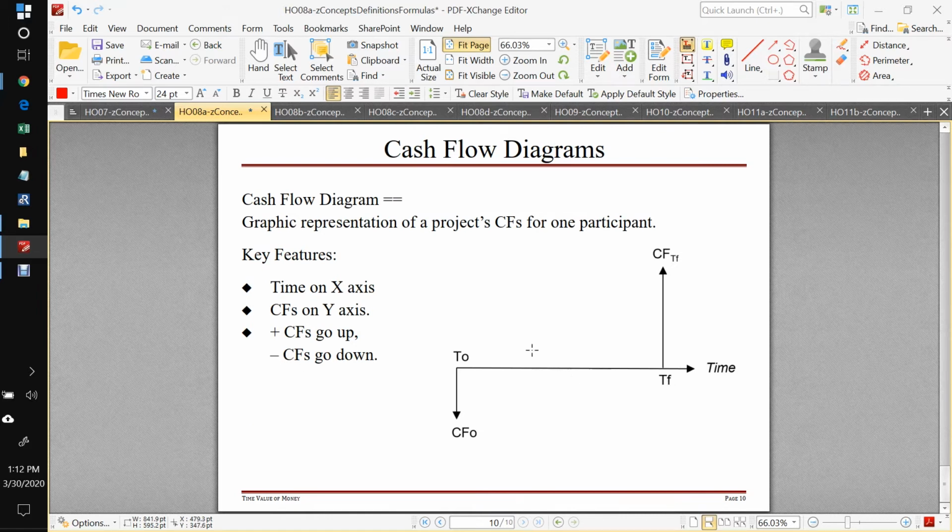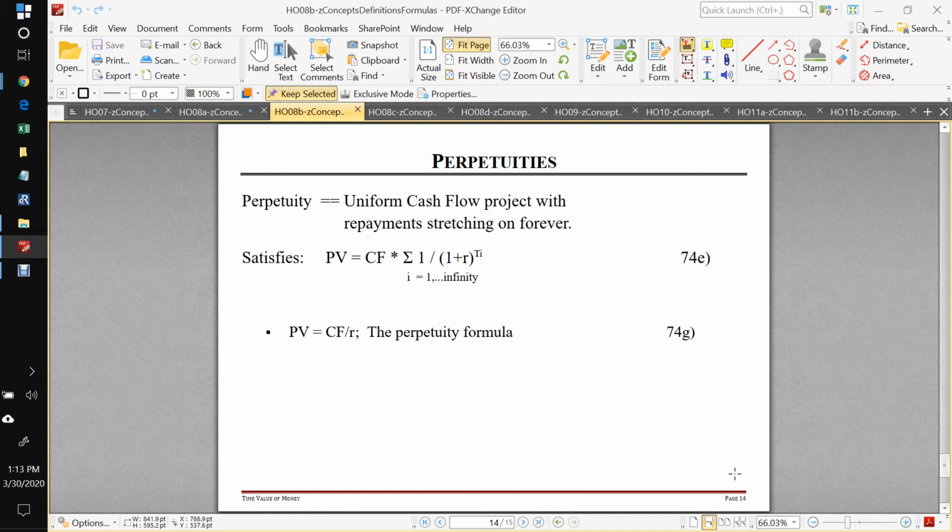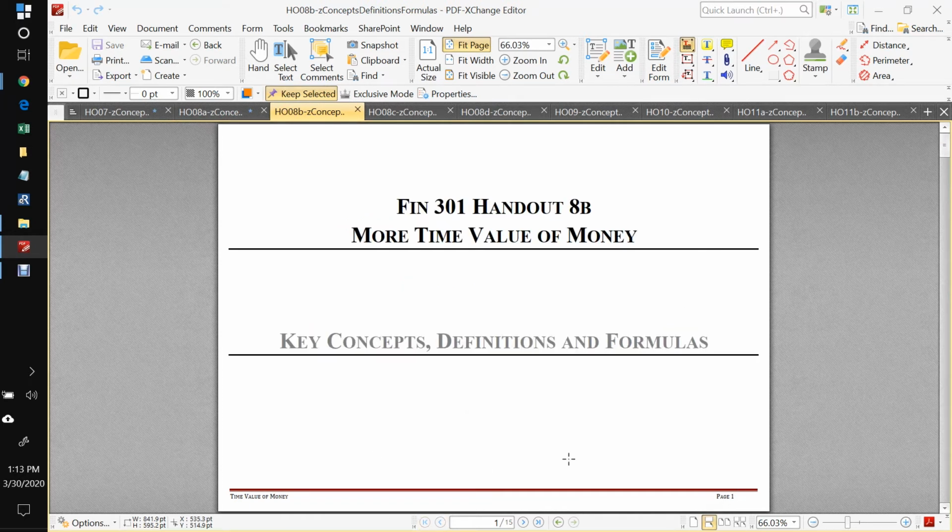Then we looked at cash flow diagrams. As you know, I'm a big proponent of cash flow diagrams, time on the x-axis, and for one participant in one project, we show the cash flows here. So these will be this participant's negative cash flows on the negative y-axis and her positive cash flows on the positive y-axis. And that was it for handout A. Let's go into handout B, 8B, and let's go to the beginning.